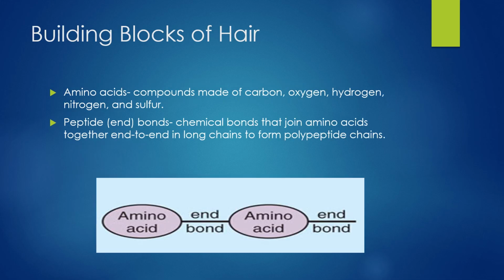Now we're going to go over the building blocks of hair. First, we have amino acids, which are compounds made up of carbon, oxygen, hydrogen, nitrogen, and sulfur. Next, we have our peptide bonds, also known as end bonds, which are chemical bonds that join amino acids together end to end in long chains to form a polypeptide chain.